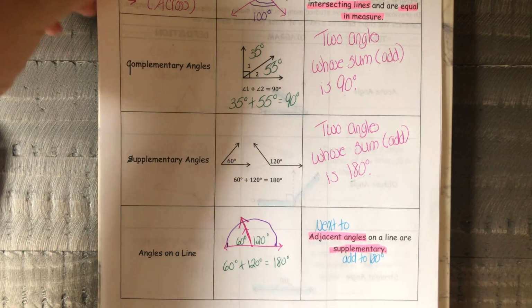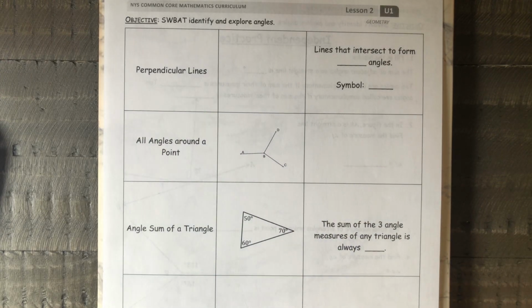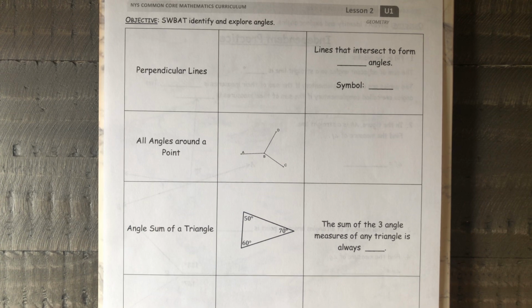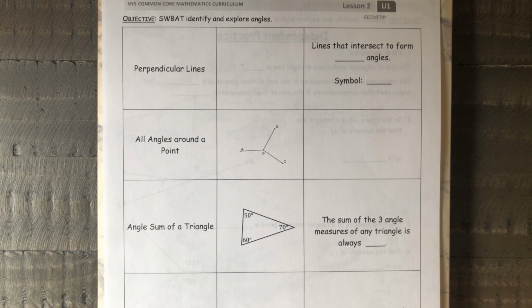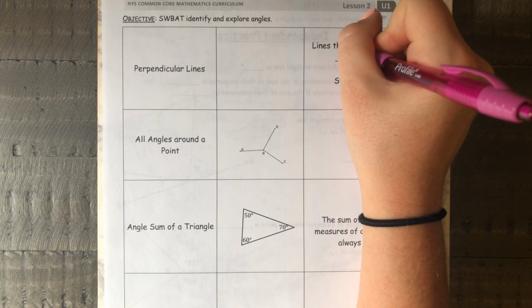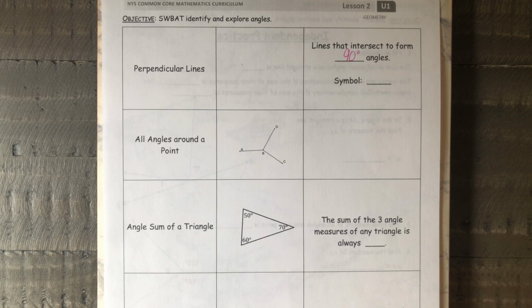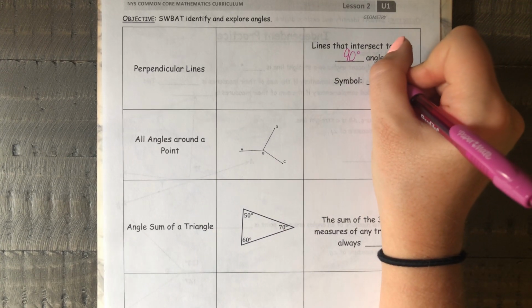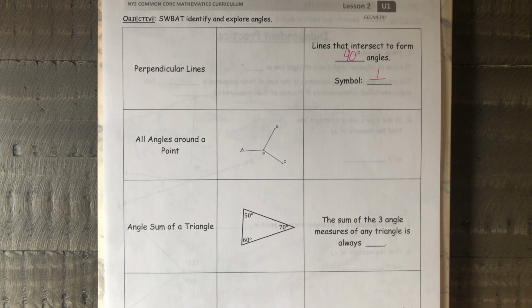Okay, moving on to the third and final page. So close. All right, we have our perpendicular lines. Let's look at the definition again first. I know that perpendicular lines are lines that intersect to form 90-degree angles. The symbol for that is an upside down T. So it's just a line and a bottom. So again, an upside down T.